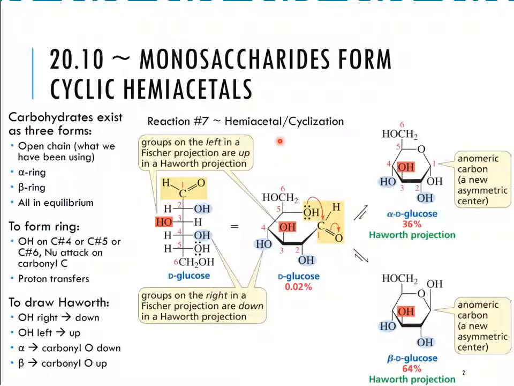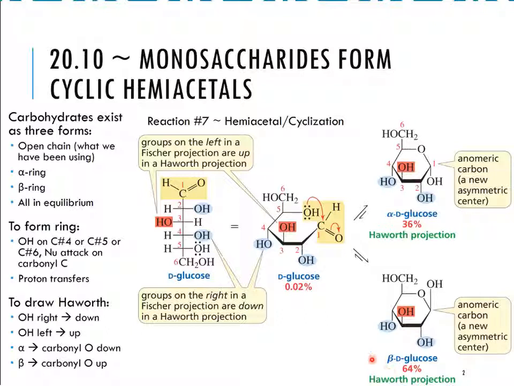So this is reaction number 7. That's our name up here. And so remember, that's when we have an OR group and an alcohol attached. An acetal would have 2 OR groups attached. This is going to create a new stereocenter when carbon number 1 becomes an alcohol. And that alcohol can point down, and that's what gives us the alpha form of the ring. Or that alcohol can point up, and that's what gives us the beta form of the ring.